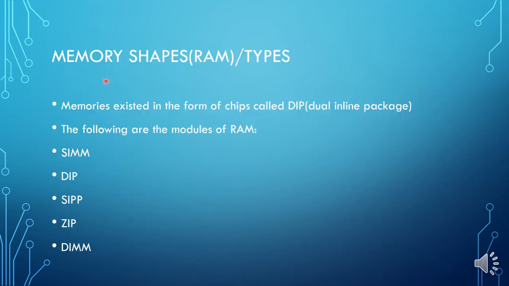Now you can see the memory shapes. What are memory shapes, or you can say memory types? When we are talking about memory shapes or memory types, then obviously we are talking about RAM. So memories exist in the form of chips, called dual inline package, and the modules which exist are SIMM, DIP, SIPP, ZIP, DIMM, and RIMM.